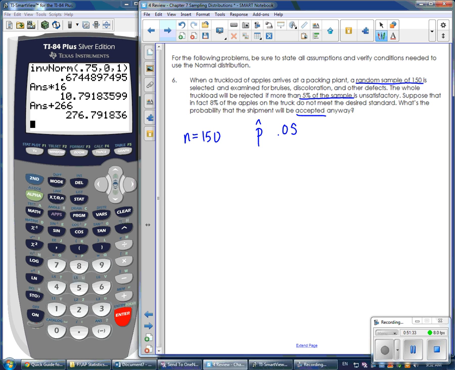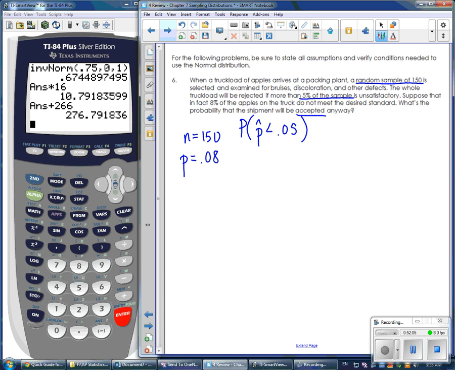is unsatisfactory. And we're looking for the probability that it's going to be accepted. That means that my p hat value would have to be less than 0.05. So this is ultimately what I'm trying to find, the probability that p hat is less than 0.05. Suppose that, in fact, 8% of all of the apples in the truck do not meet the desired standard. So obviously that's not known to us. Otherwise, we would just send the truck back without sampling. But if we're given a parameter, and again, that's our p-value of 0.08, now I have information that I need to go ahead and answer this question.